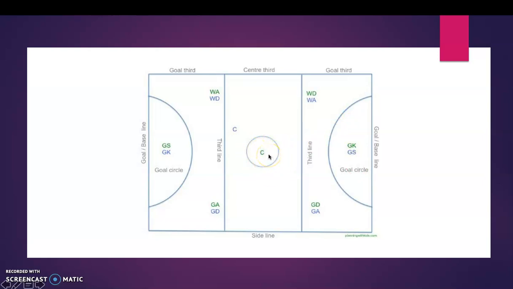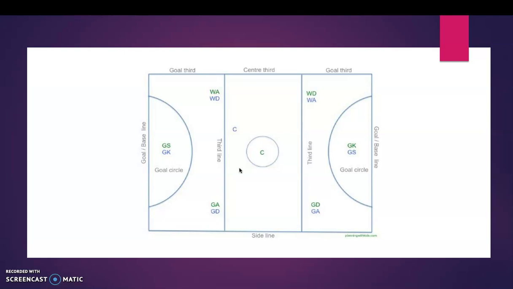The next position I'm going to go on about is the centre here. In my opinion, the position of the centre is very important in a game, and they are a very important player. This is because they have many responsibilities throughout the game, such as starting and restarting the game when a team has scored a goal. And they do this by standing in the centre circle, and when the whistle is blown, they're allowed to pass the ball to one of their teammates.